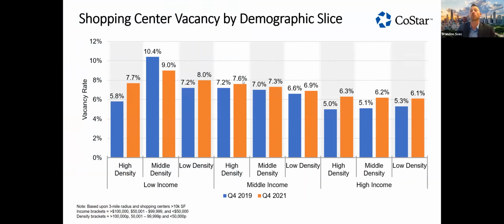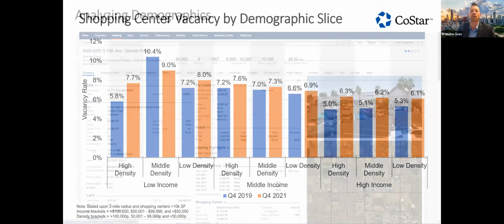These include tools that allow you to analyze the performance of property by demographics. So for example, this is a study that we did, looking at 3-mile radiuses around shopping centers of 10,000 square feet or more: what were the current and pre-pandemic vacancy rates based upon density and income, right? So based upon income brackets of 100,000 or more, 50 to 100, or under 50,000, same with density. How is vacancy differing across the US landscape? And obviously we know that it does differ significantly depending upon the demographics in the backyard of the area.